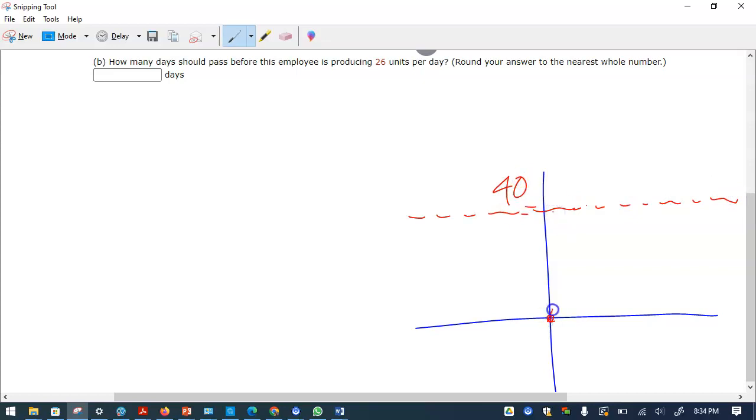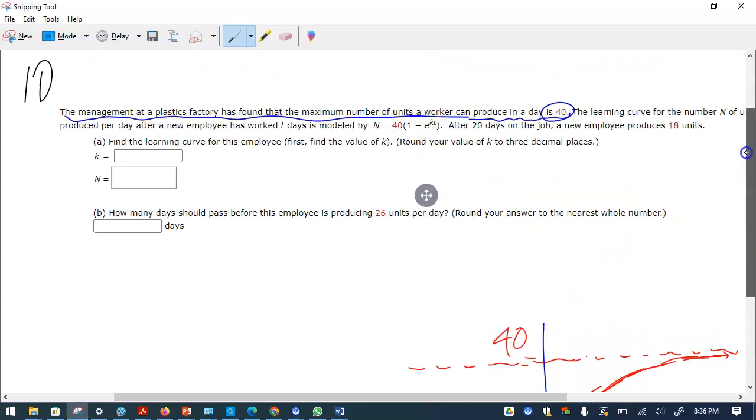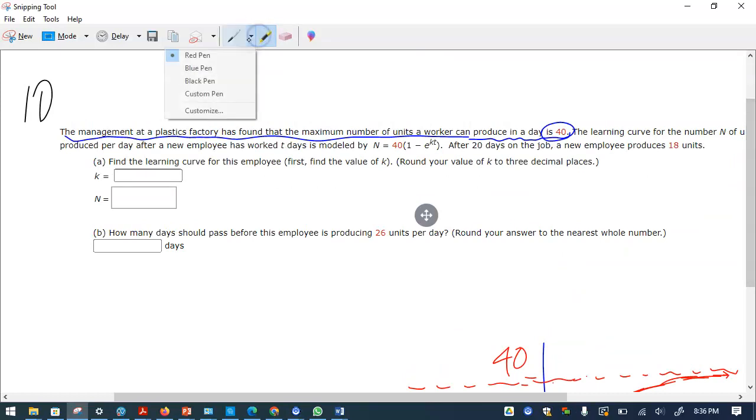That means in the beginning he may not produce anything at first, and then it may go something like this, and slowly it goes on increasing and increasing. Maximum is 40 there. Okay, so the first question is the learning curve. So the learning curve for the number of units, so n is the number of units produced per day after a new employee has worked t days, is modeled by this.